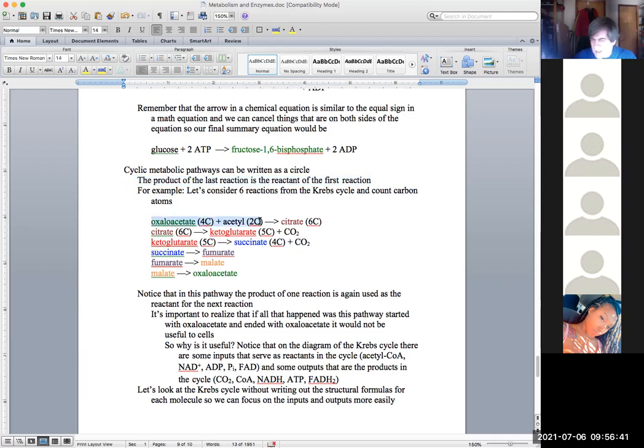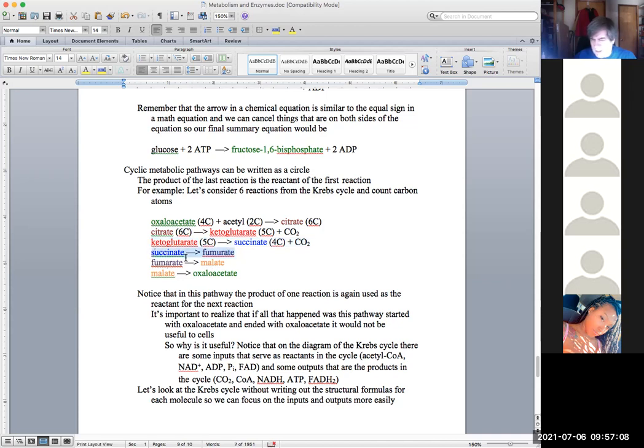We're going to take oxaloacetate and add acetyl. That makes citrate. Now remember our basic definition of a metabolic pathway. When we make a product, it gets used as the next reactant. We're going to take citrate and make ketoglutarate and carbon dioxide. Then we're going to take ketoglutarate and make succinate and carbon dioxide.